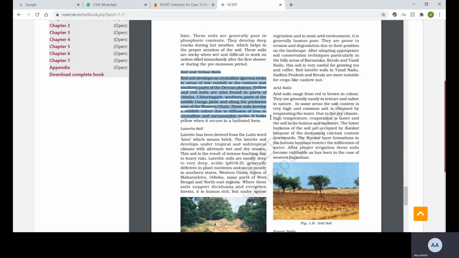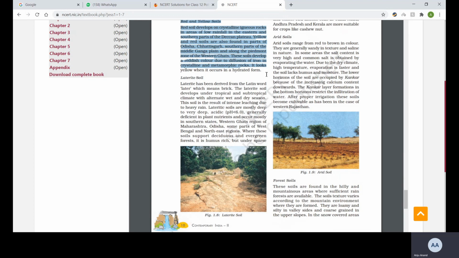Red and yellow soil develops on crystalline igneous rocks in areas of low rainfall in the eastern and southern parts of the Deccan Plateau. Yellow and red soils are found in parts of Odisha, Chhattisgarh, and southern parts of the Middle Ganga Plain. They develop a reddish color due to the diffusion of iron and look yellow when hydrated.